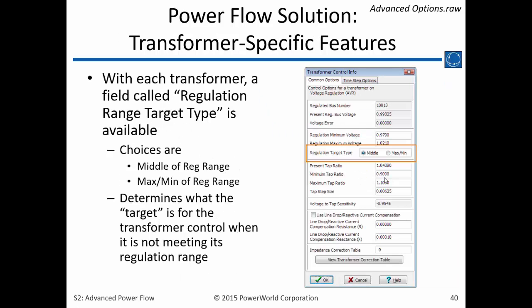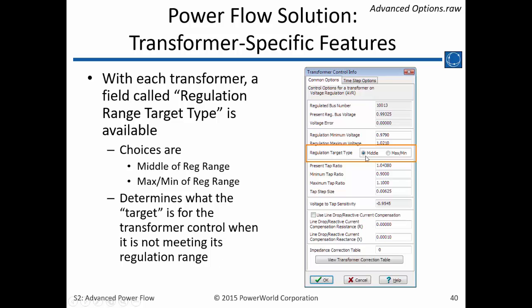There are transformer-specific features as well. With each transformer, a field called regulation range target type is available. You can choose to either have it target the middle of the regulation voltage range or to just target the max or the min. And what this does is it determines what the target for the transformer control is when it's not meeting its regulation range.